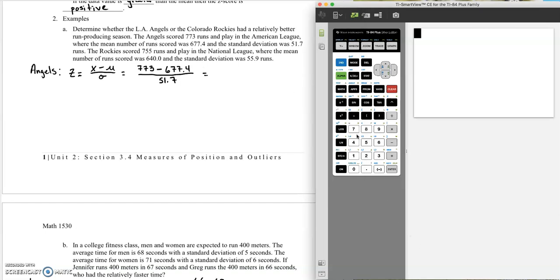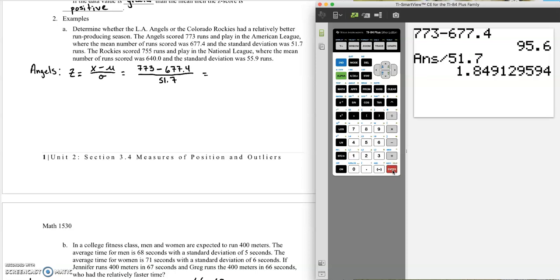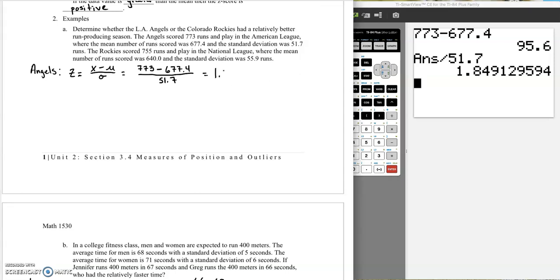So if we put that in the calculator, 773 minus 677.4. Remember, before we can do the division, we need to hit enter on the keypad. And that's because of the order of operations. Then we have to divide by 51.7. So that gives us 1.85. So a note here, we always round z-scores to 2 decimal places, and that's just by convention.